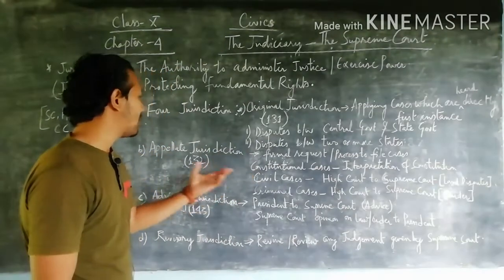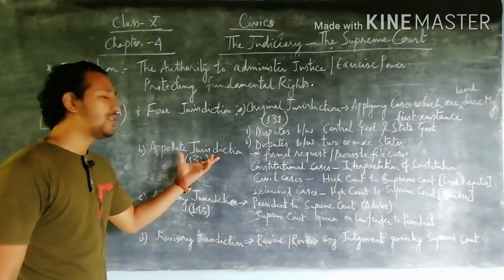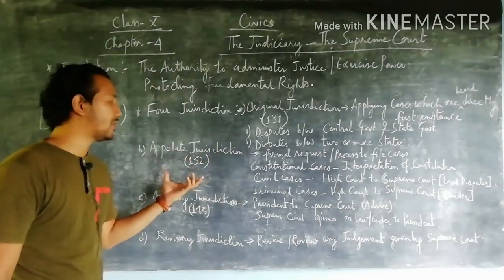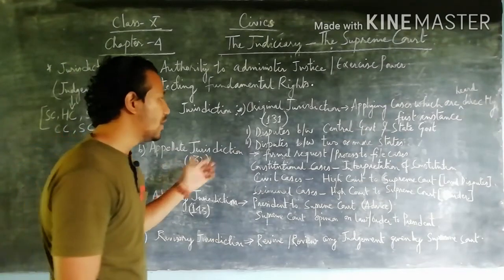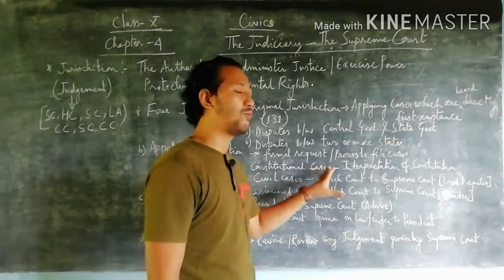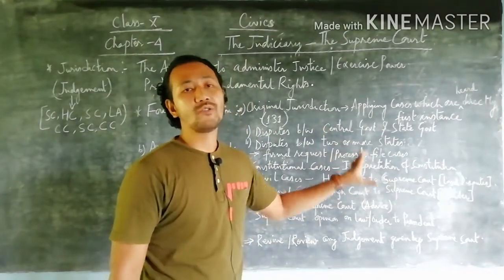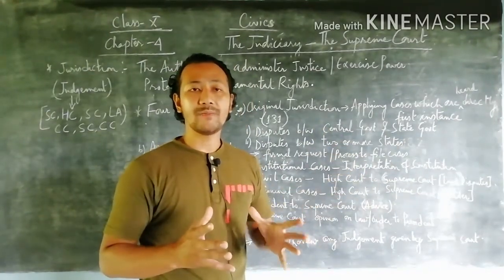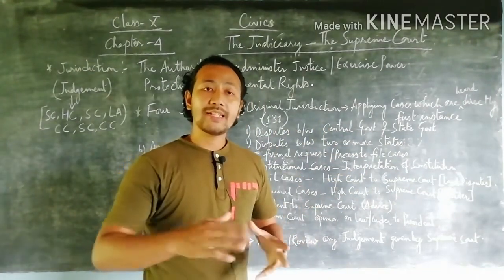So next we talk about the jurisdiction that is known as appellate. Appellate jurisdiction comes under Article 132. Here we see that it is a formal request, or the process to file those kinds of cases. That means in the appellate, it can be appealed.